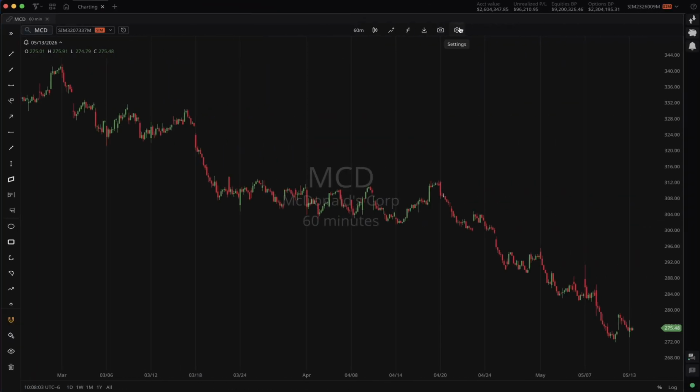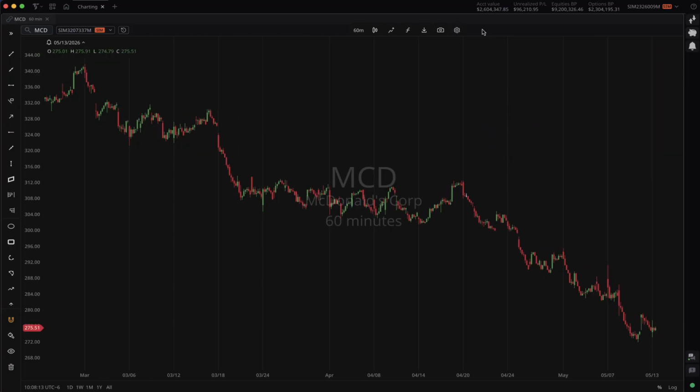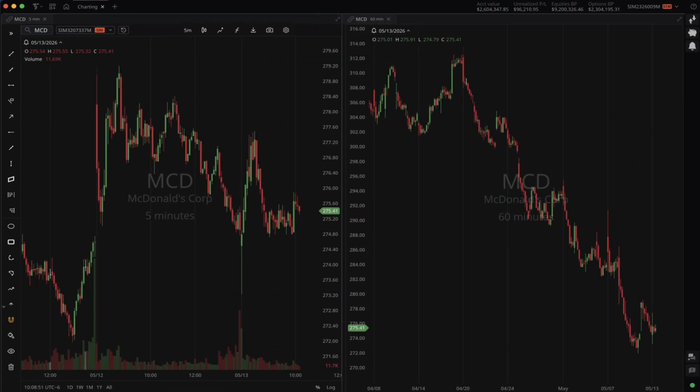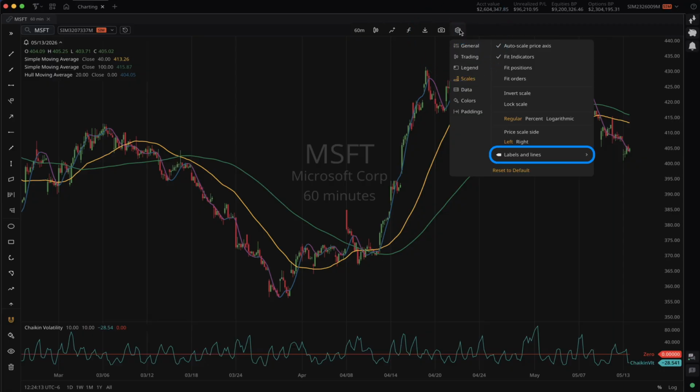The price axis can be displayed on either side of the chart. Price scale side lets you move it from the default right side to the left, useful if you prefer your price reference on the left, or if you're running a multi-chart layout and want to manage which axis is visible where. Finally, labels and lines controls what gets labeled directly on the price axis.